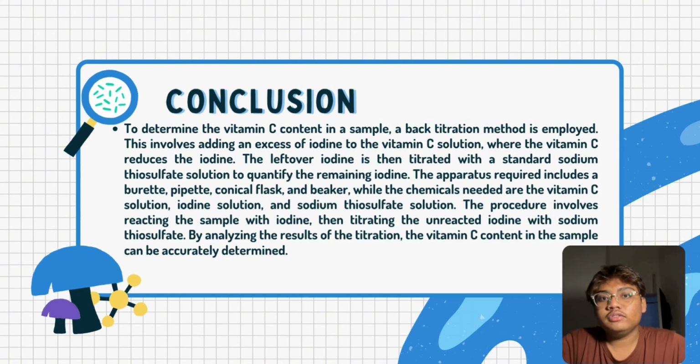The apparatus required includes a burette, pipette, conical flask, and beaker, while the chemicals needed are the vitamin C tablet, which we dissolve to make a solution, iodine solution, and sodium thiosulfate solution. The procedure involved is reacting the sample with iodine, then titrating the unreacted iodine with sodium thiosulfate. By analyzing the result of the titration, the vitamin C content in the sample can be accurately determined.